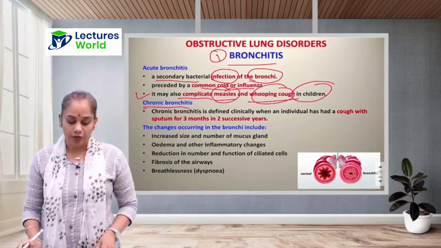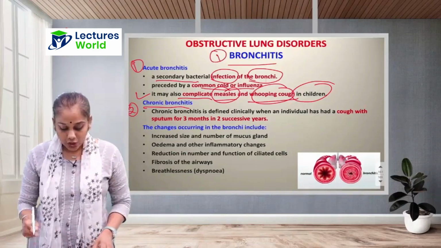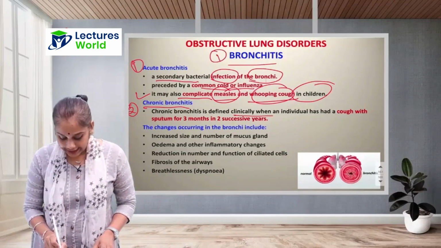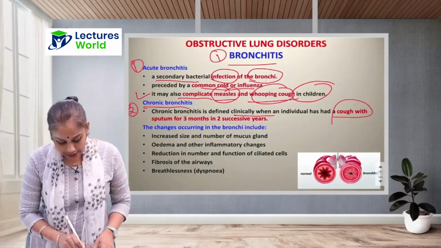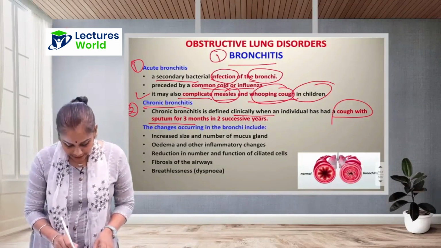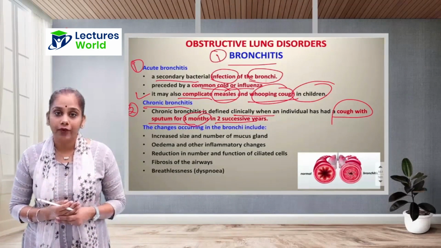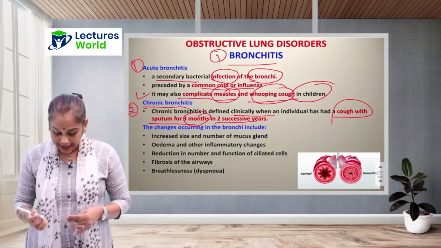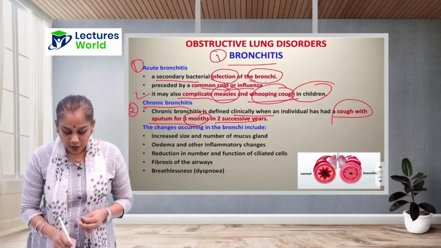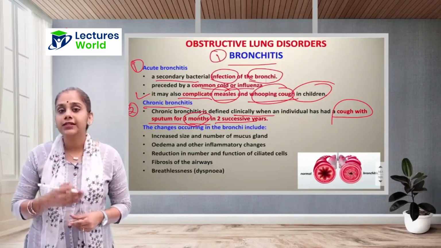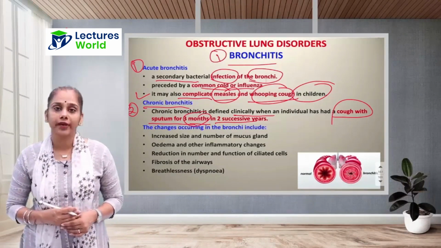Now we will see chronic bronchitis. Chronic bronchitis is defined clinically when an individual has a cough with sputum for more than 3 months in 2 successive years. So the individual has a cough with sputum, present for 3 months within 2 successive years. That is chronic bronchitis.